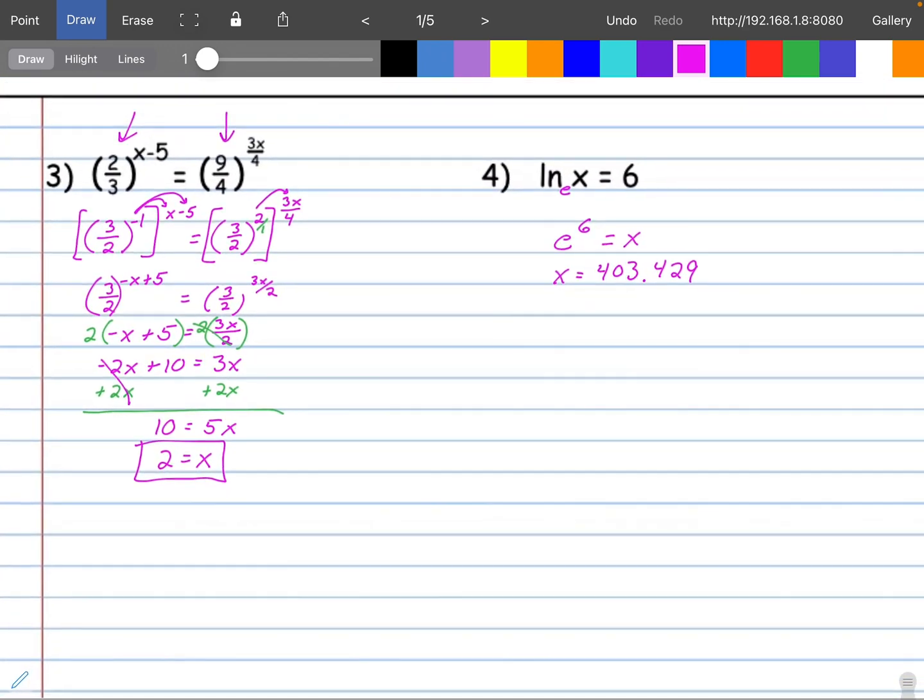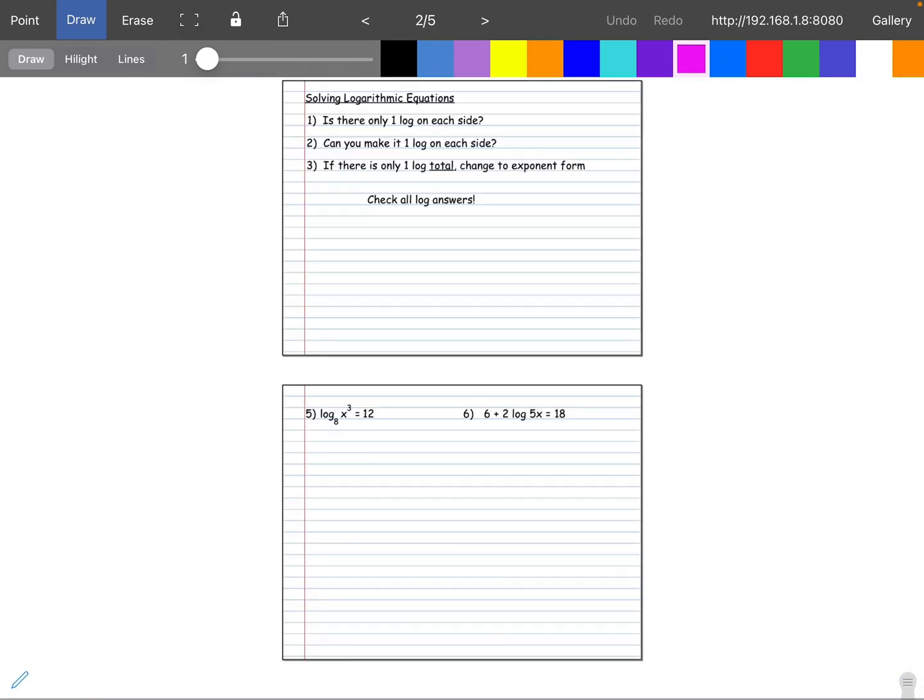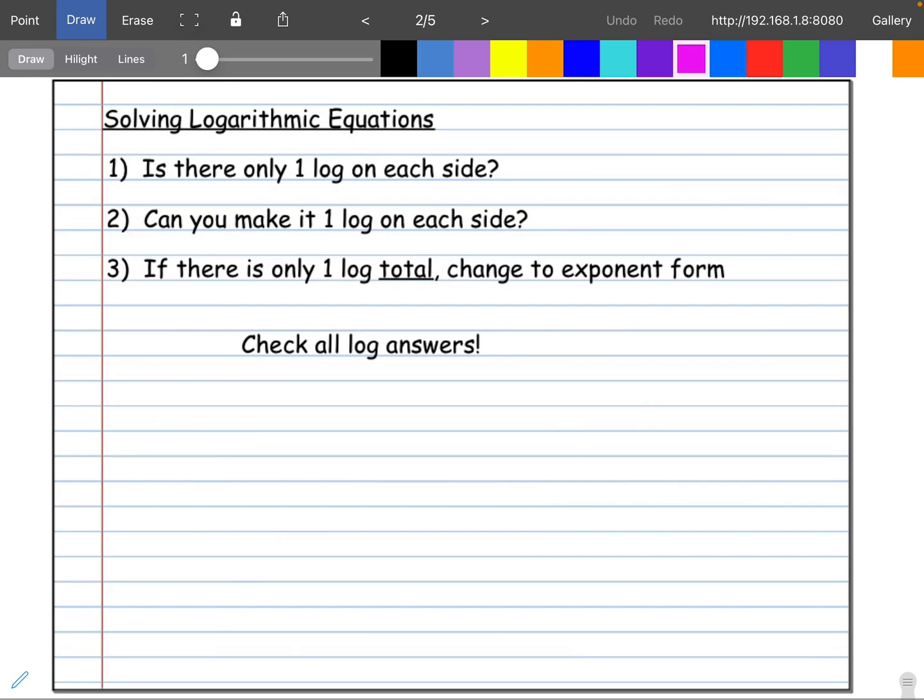All right, so those are exponential equations. Now we want to look at logarithms, and you can see logarithmic equations in several forms. So we want to kind of have a plan on how to attack them. So what you want to do is look at the form that you have in your logarithmic equation and determine, okay, where and how many logs do I have? So the first one says if there's only one log on each side, then we're going to most likely, as long as the bases are the same, going to be able to cancel, and that should make our problem super easy. Number 2 says, can we make it one log on each side?